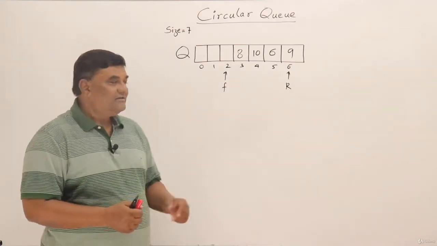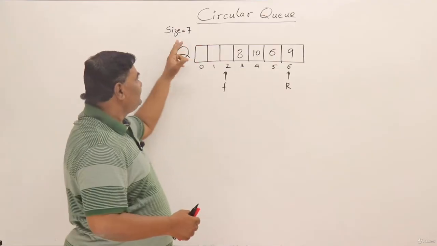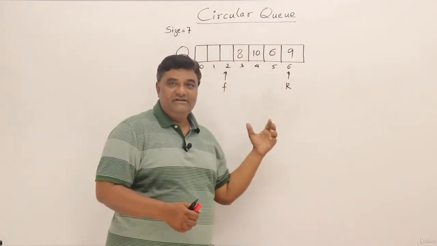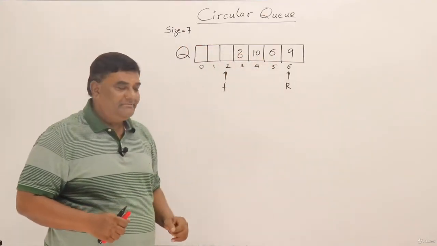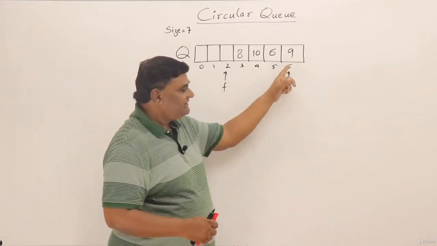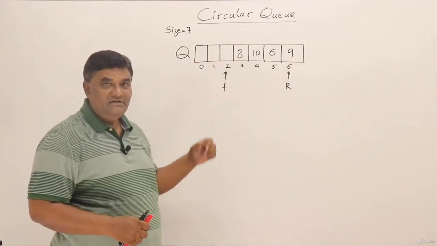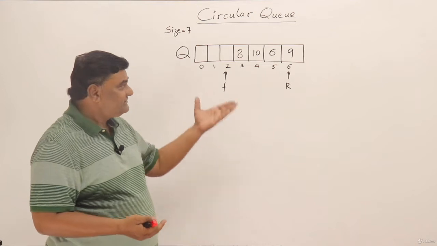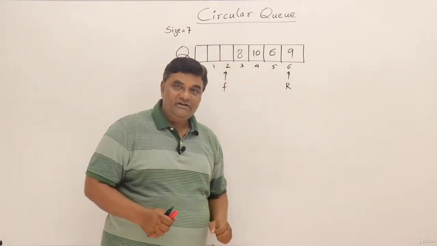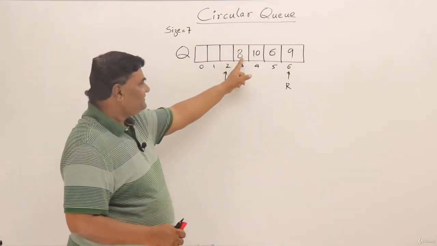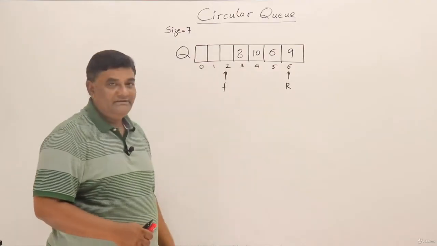Let us look at the drawback. Here is a queue of size 7. I have an array of size 7 and already it is filled with some elements. Rear is pointing at index 6, that is size -1. So I can say that queue is full. Yes, there is no space for inserting any more element. And this is the first element, so front is pointing just before that element.